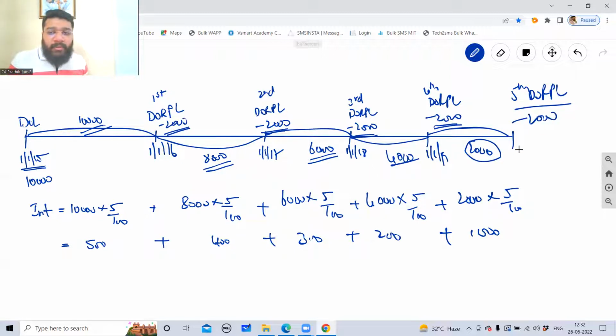So fifth date of repayment of loan, 2000 rupees is the amount, in that 2000 is paid, which is on 1-1-20. So what is the balance here? Zero. Balance is zero here. Any problem here?